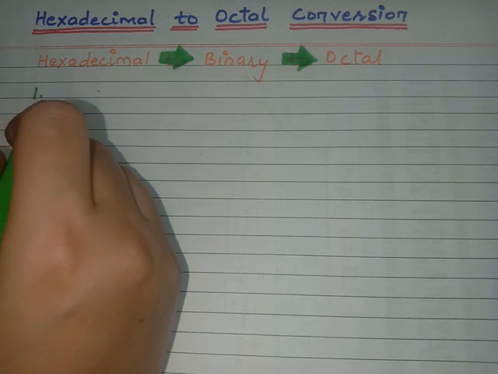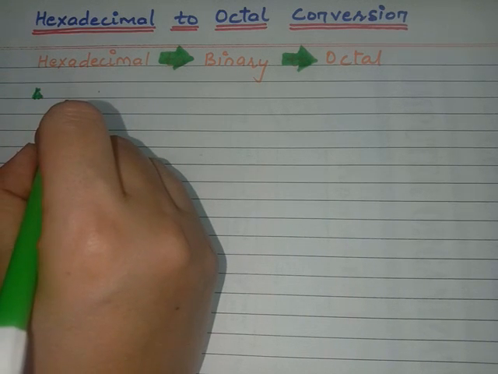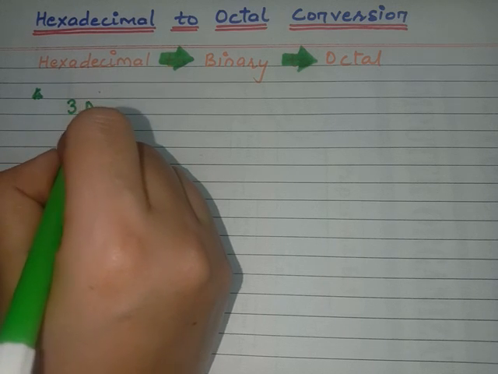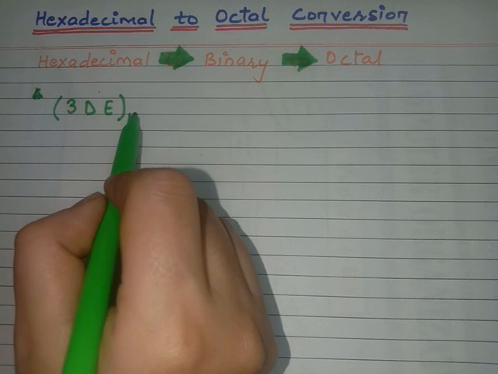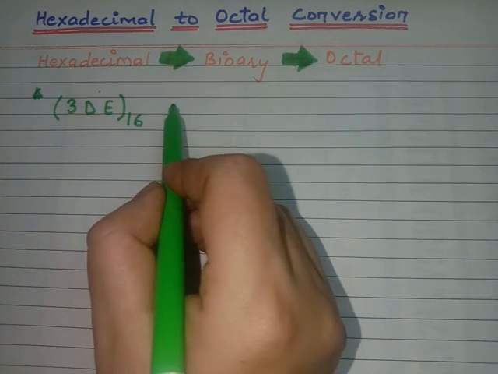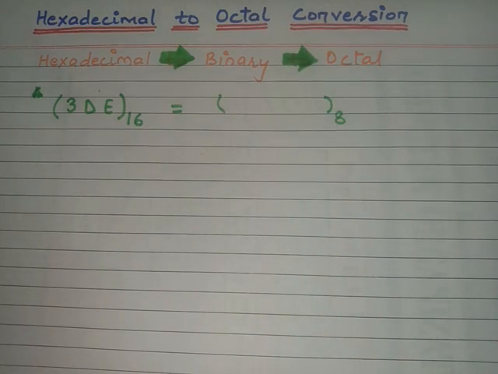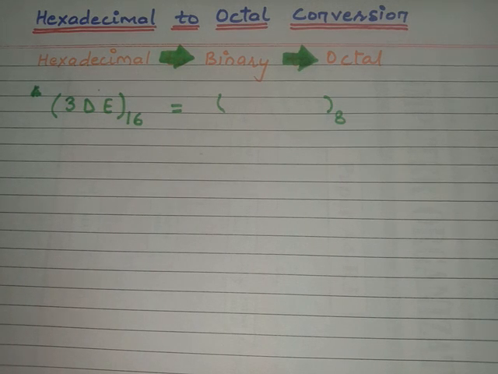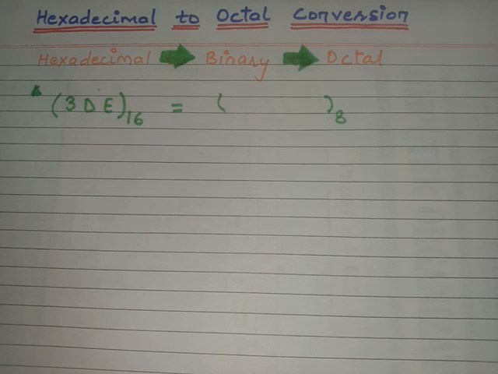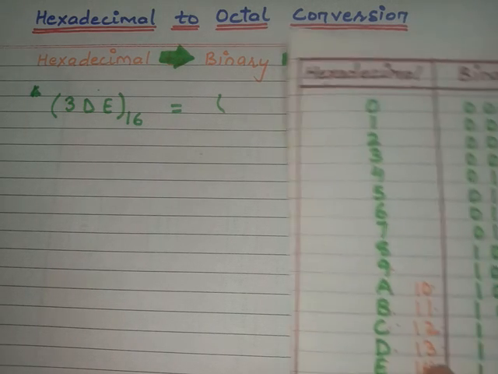Suppose I am having a number that is 3DE. Suppose this is any random hexadecimal number that is to be converted into the octal number. So first of all, we have to convert this hexadecimal number into binary. For converting the hexadecimal into binary, I will be using a table. I am just going to show you that.